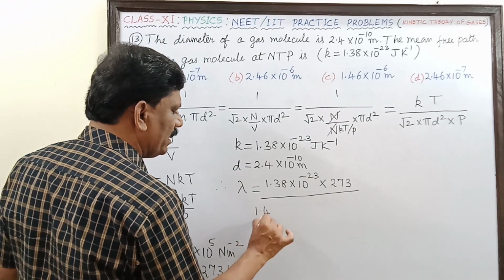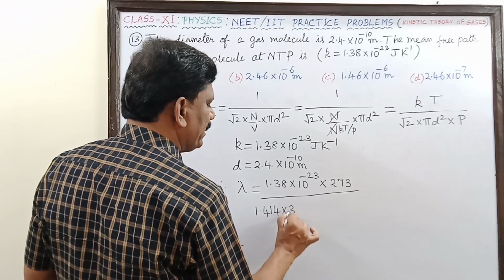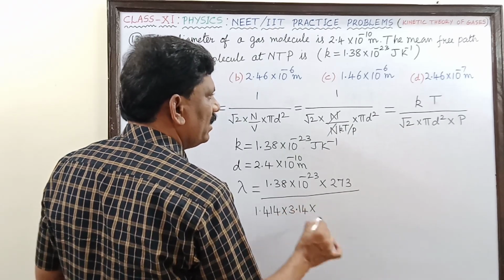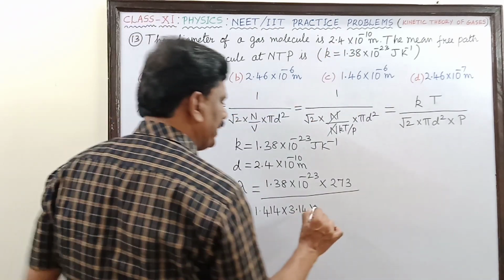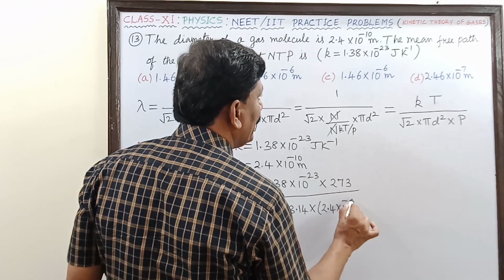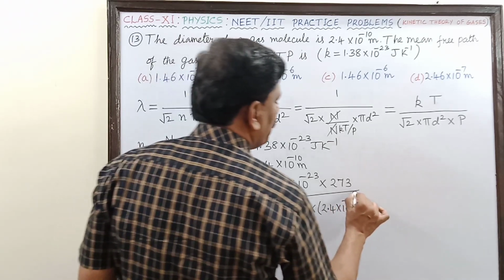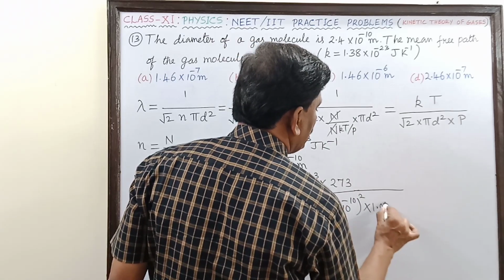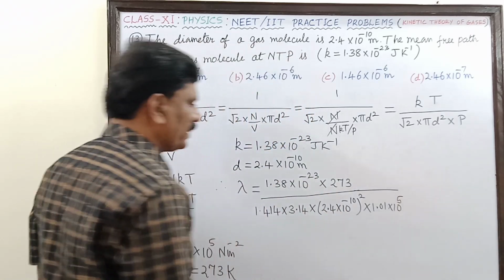1.414. So 1.414 into pi value is 3.14 into d square. D square is what? 2.4 into 10 power minus 10 whole square. So 2.4 into 10 power minus 10 the whole square into pressure. So into 1.01 into 10 to the power of 5.